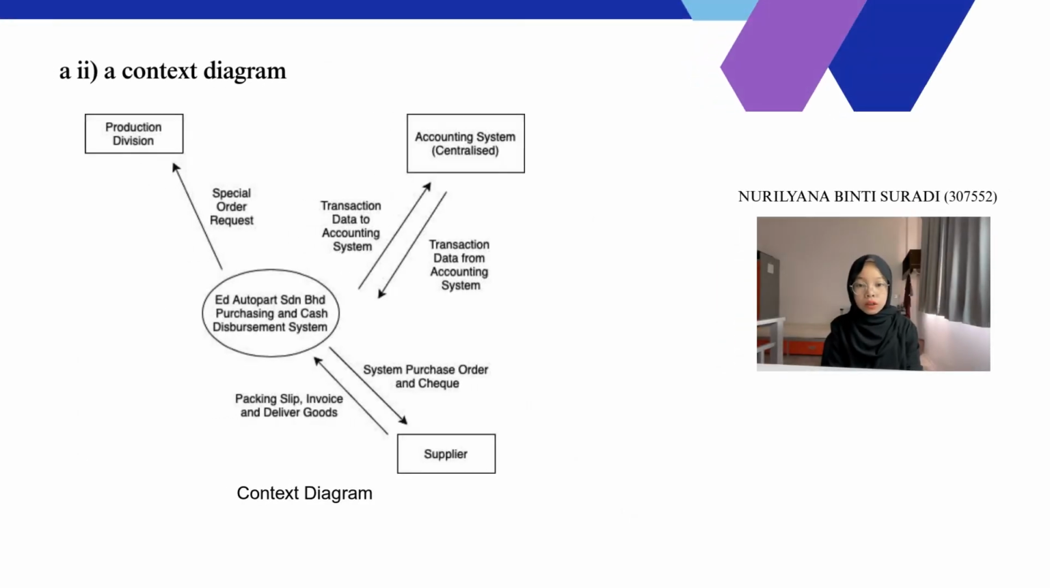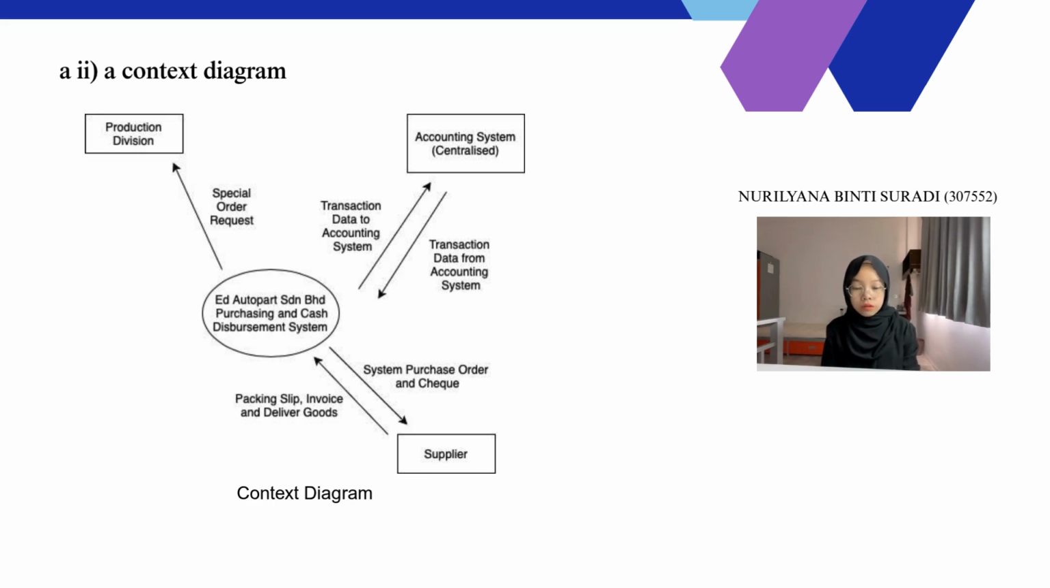On this slide, we have a context diagram that represents the purchasing and cash disbursement system of ED Autopart Sdn Bhd. In the center, the main system is shown, which is the ED Autopart Sdn Bhd Purchasing and Cash Disbursement System. This is the system that interacts with all external entities. There are three external parties connected to this system, which are the production division, the centralized accounting system, and the supplier.